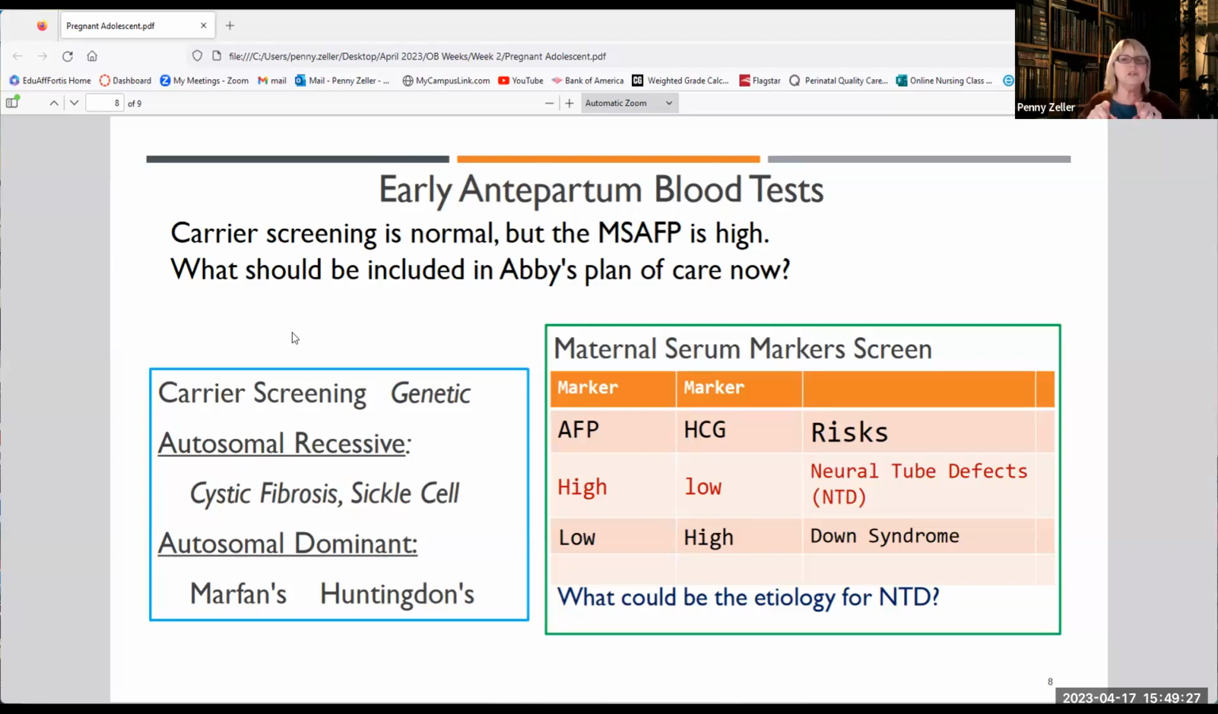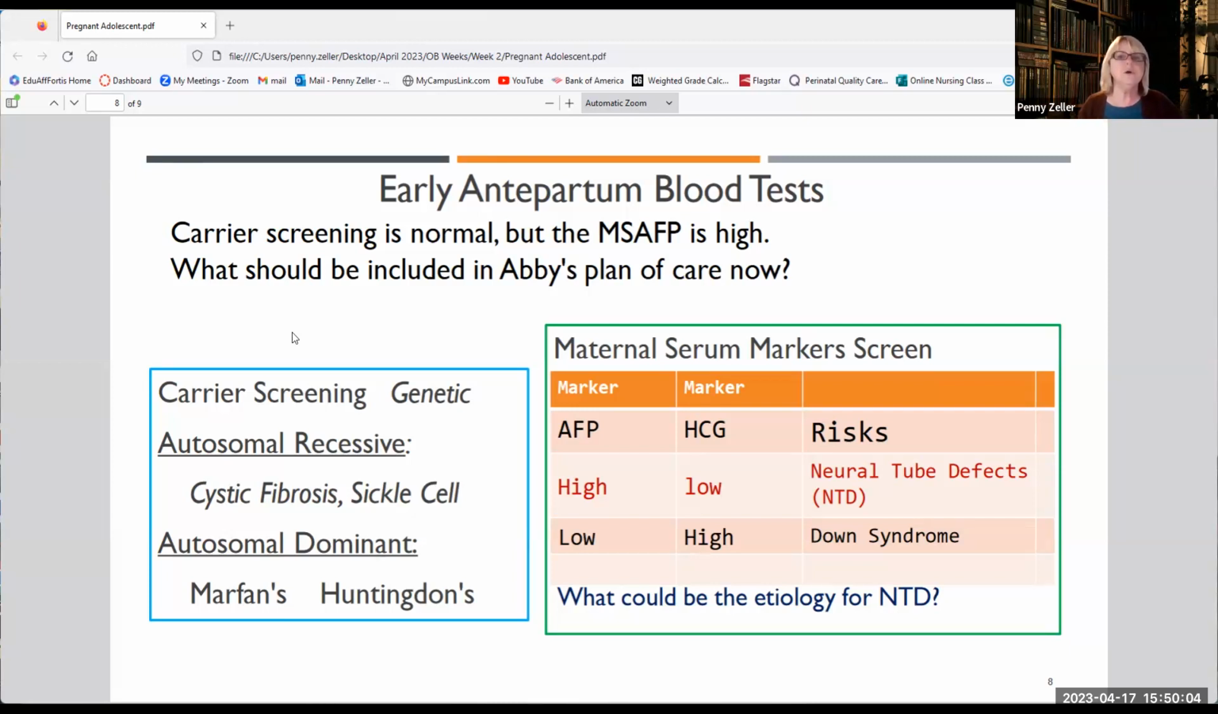AFP and HCG are markers in her blood. They're proteins circulating in her blood. If the AFP is too high and the HCG is low, that means she's at risk for neural tube defects like spina bifida. If the AFP is low and the HCG is high, it usually indicates Down syndrome. So this is all you need to know about maternal serum marker screening.